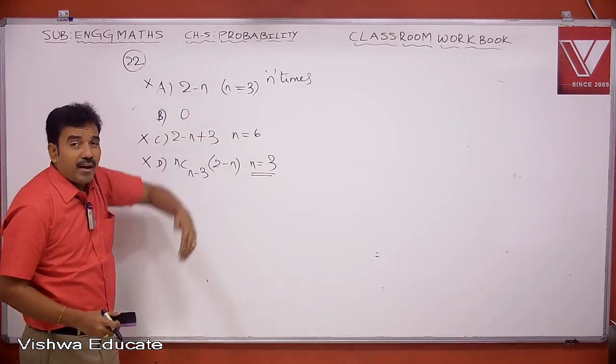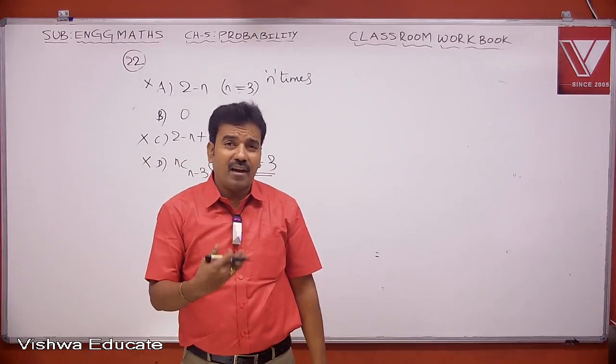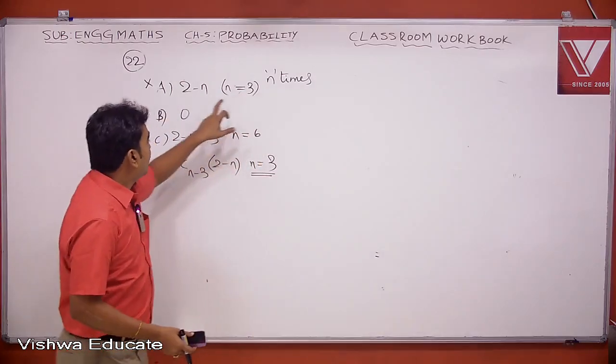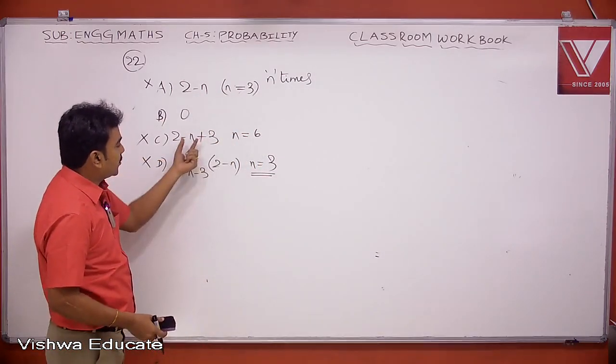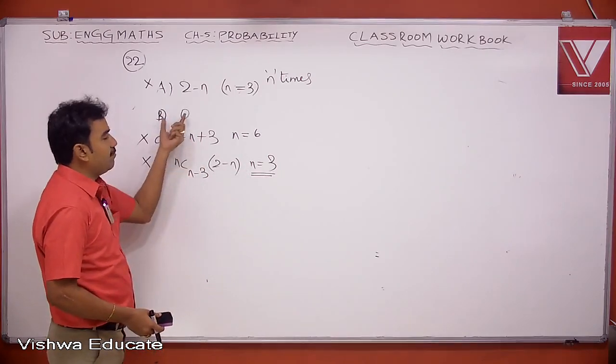Because a coin is tossed n times means I can toss a coin any number of times. So if n equals 3, this will be negative. If n is 6, it will be negative. So ultimately B will be the right answer.